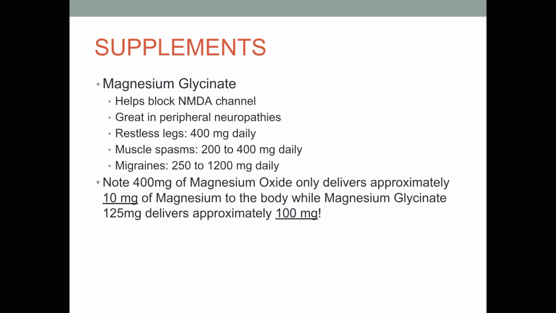Magnesium glycinate can help with neuropathy and also muscle-related conditions such as restless legs and muscle spasms, as well as decrease the frequency and severity of migraine headaches. I definitely want to point out here that magnesium oxide is very inexpensive and readily available at any pharmacy.